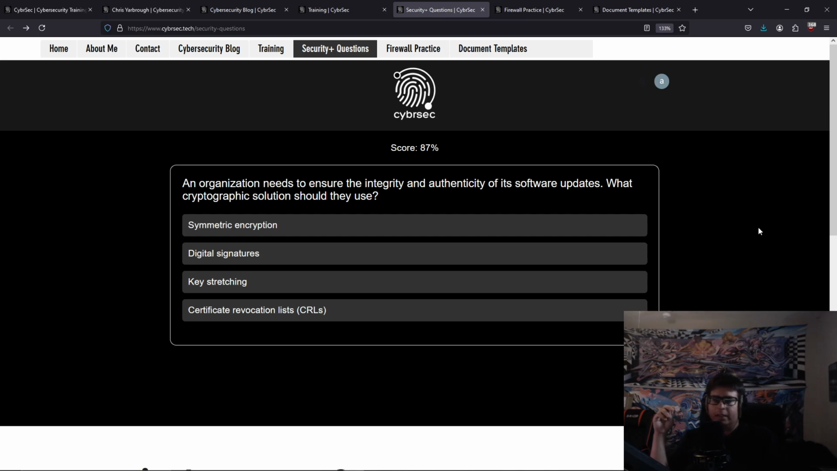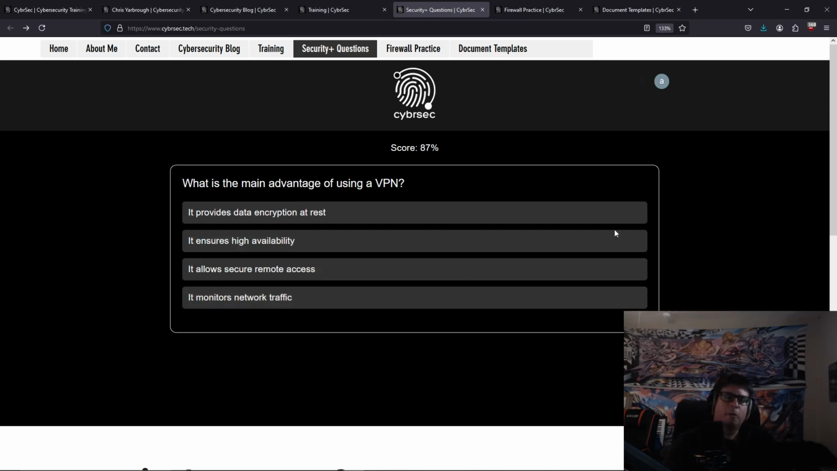An organization needs to ensure the integrity and authenticity of its software updates. What cryptographic solutions do they use? Digital signatures, to ensure integrity and authenticity. What is the main advantage of using a VPN? Christopher, I think I've answered this one. It allows secure remote access.